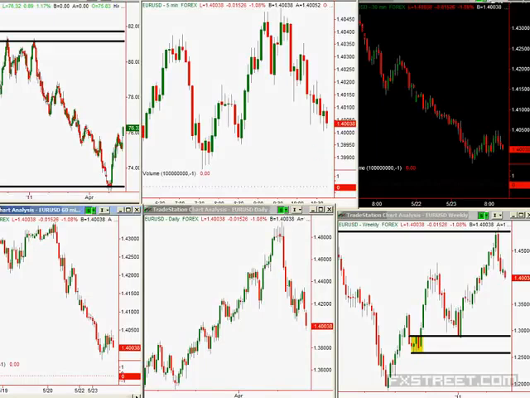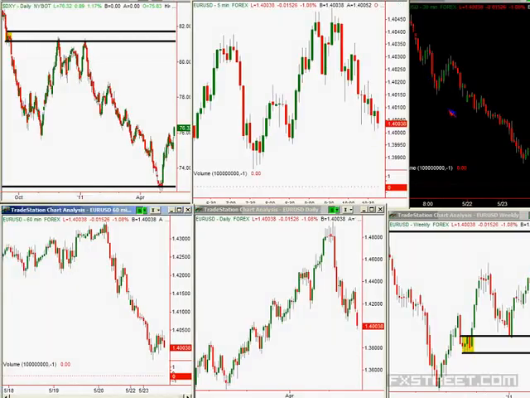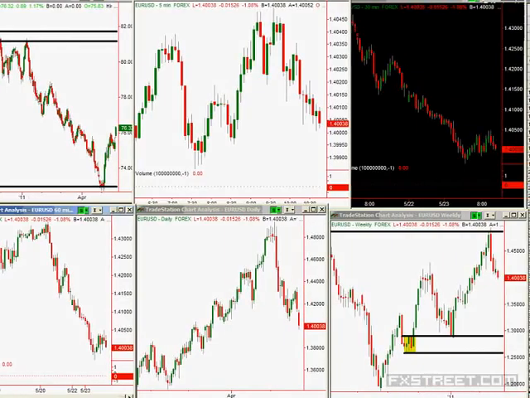Let me go back and see. Let me find another one here for you. See if we can get one more off. Just a second. Yeah, that hourly demand level we just looked at lines up with some daily demand as well. Let me see if I can find a little short-term level. I'm looking around here. I had a couple others. I just can't seem to find it at the moment. Just give me a second here.